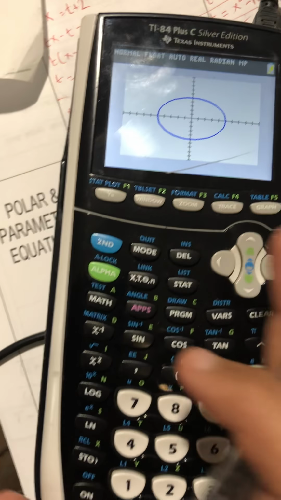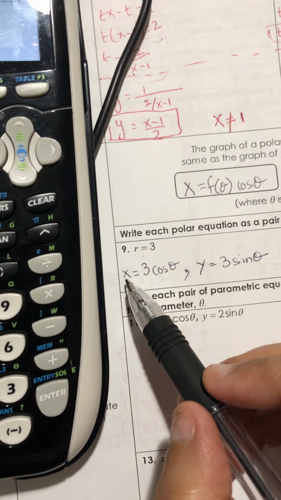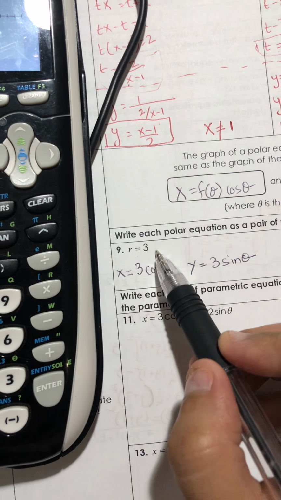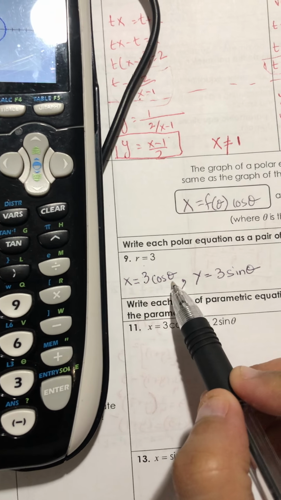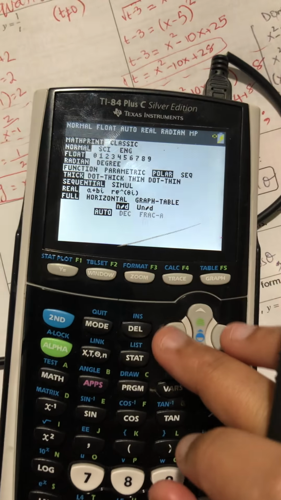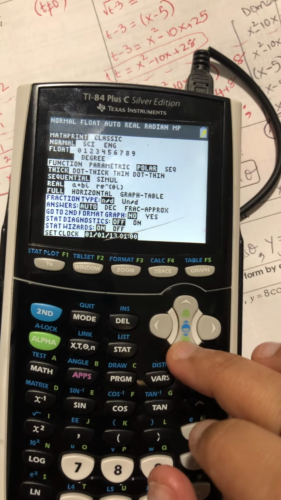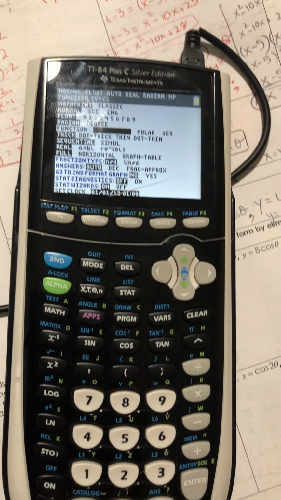Now I'm going to change r equals 5 into parametric equations. If r equals 5, then my parametric equations would be x equals 5 cos theta and y equals 5 sine theta. Before we change it to parametric, I want to change the mode to parametric equations. Let's go down to parametric and change it.